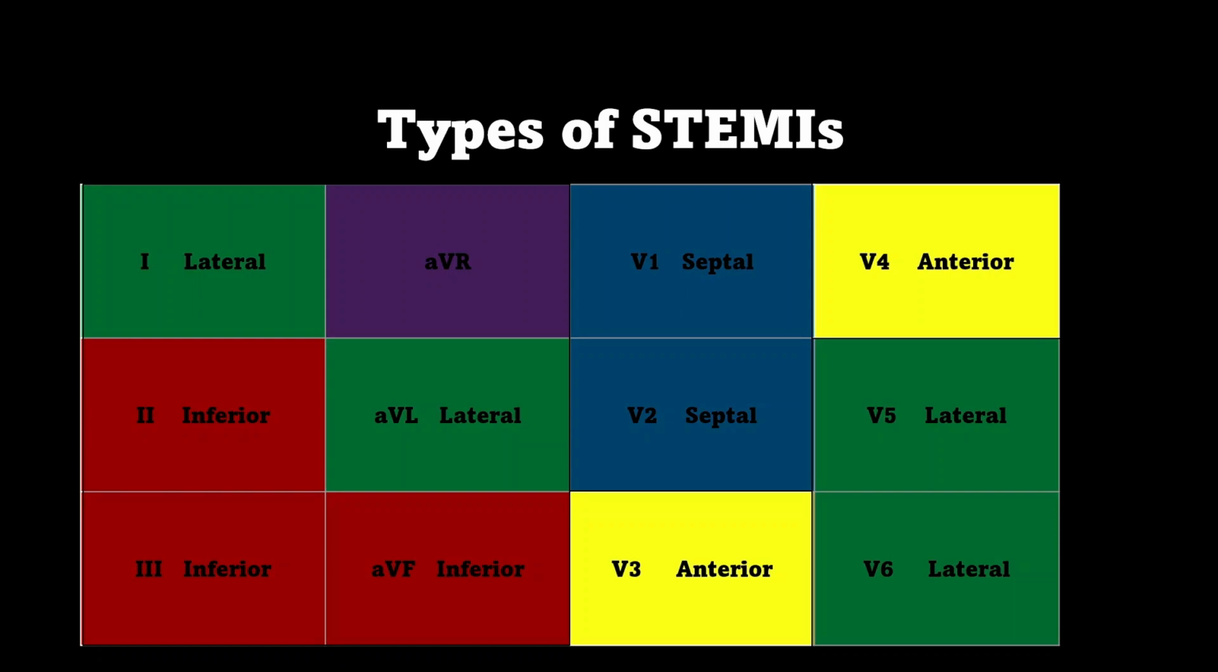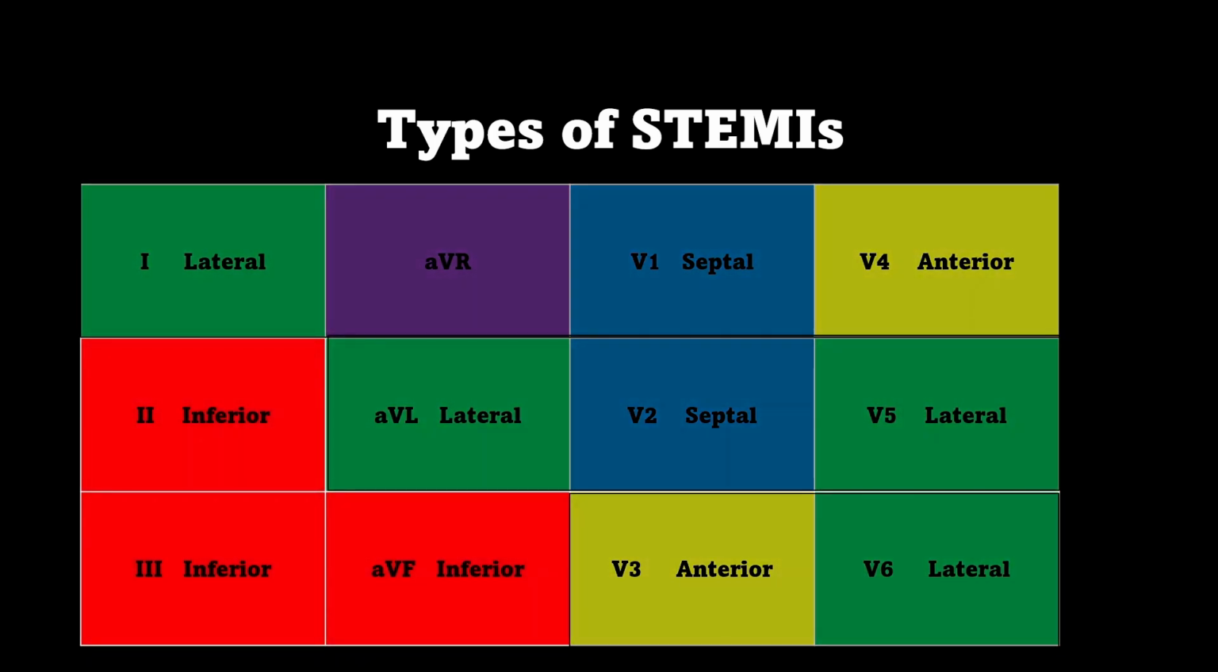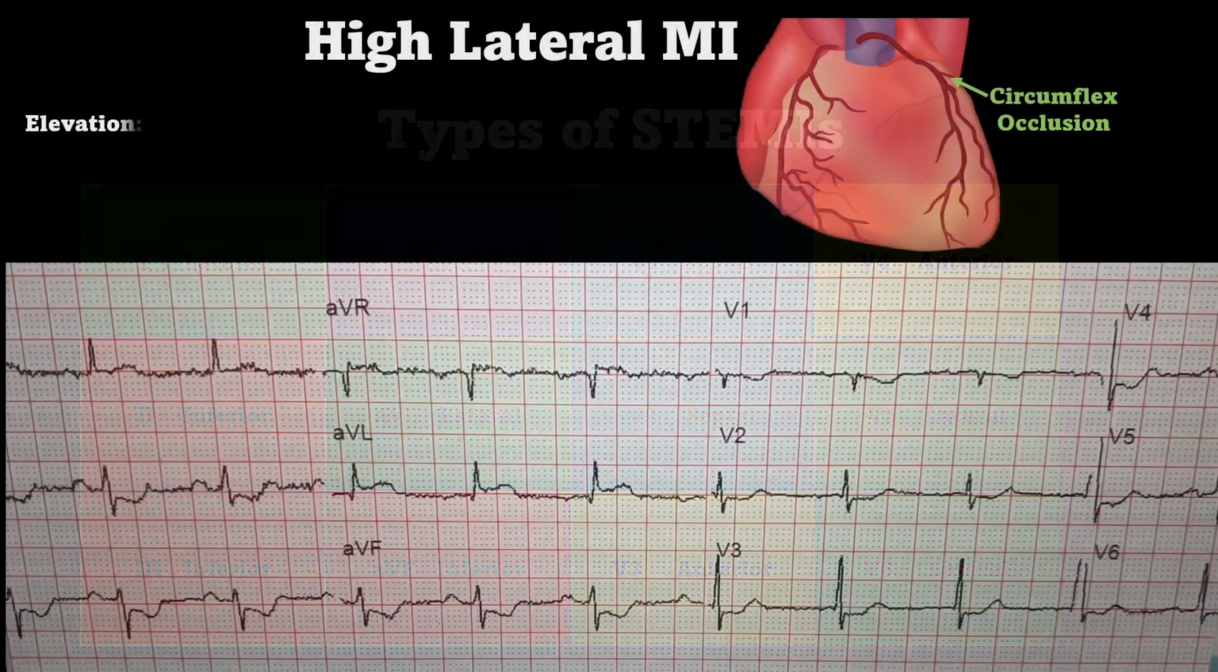Elevation in V3 and V4 shows an anterior STEMI. Elevation in V1 through V4 shows an anteroseptal STEMI. And elevation in 2, 3, and aVF is going to show an inferior STEMI. This is a high lateral STEMI.